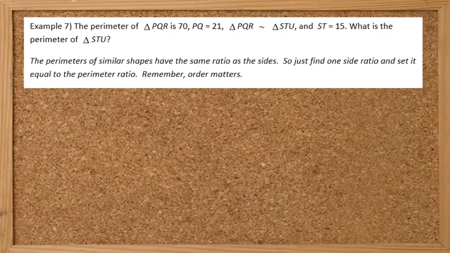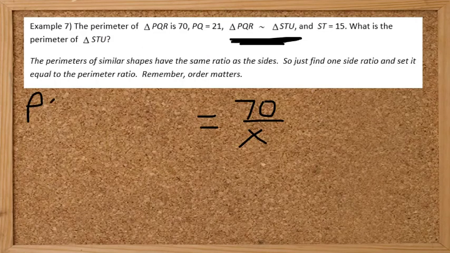Okay, let's go ahead and try this out. You can draw a picture if you want, but you do have a similarity statement here that helps you out tremendously. We know the perimeter of PQR is 70. We do not know the perimeter of STU, so that's what we're solving for. In my proportion, I have PQR on top, STU at the bottom. These two numbers correspond to the perimeter: the perimeter of PQR, and the unknown perimeter of STU.